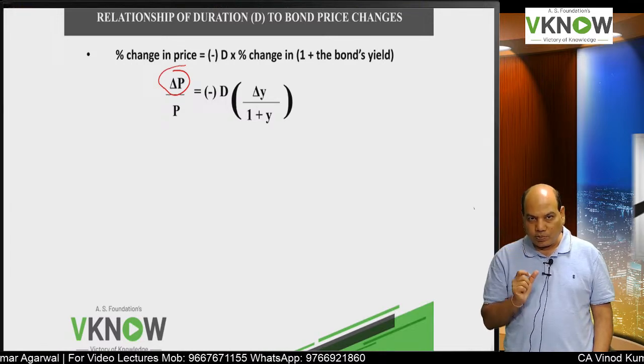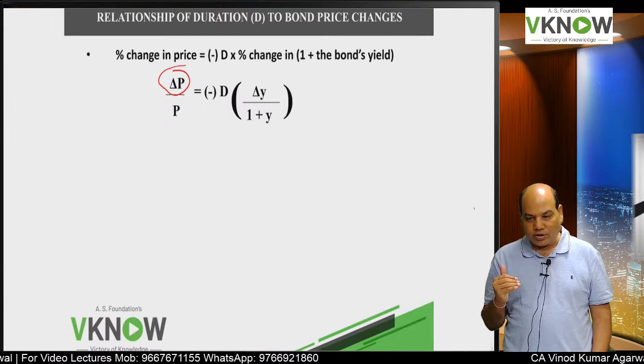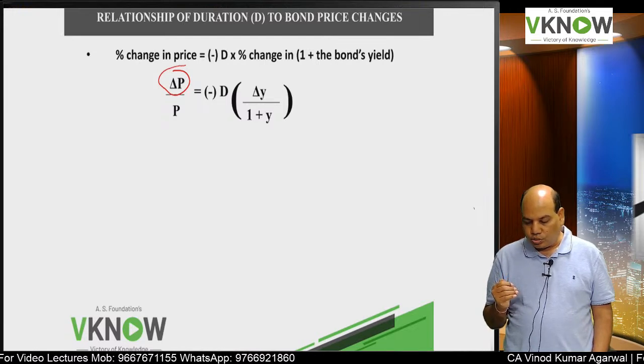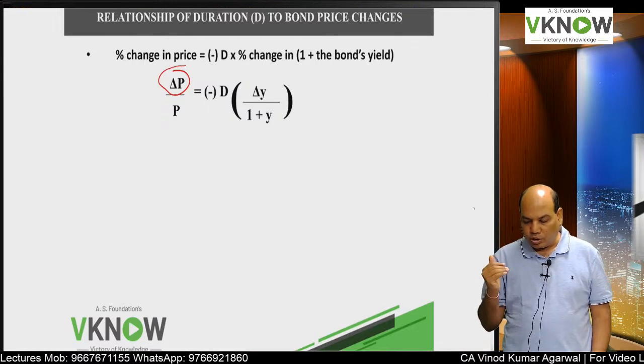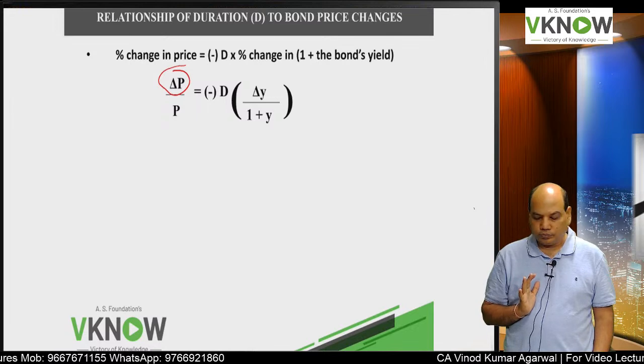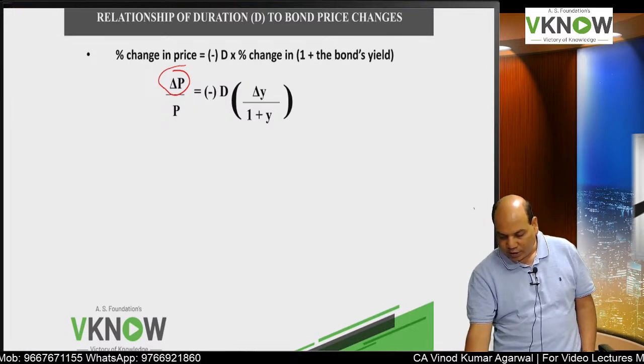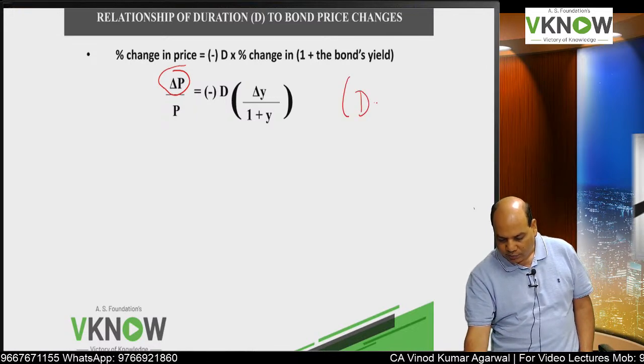So delta P upon P gives you percentage change in price, which is equal to minus D into change in YTM. Delta Y means change in YTM upon 1 plus YTM. This formula has been derived. It's a derived formula.